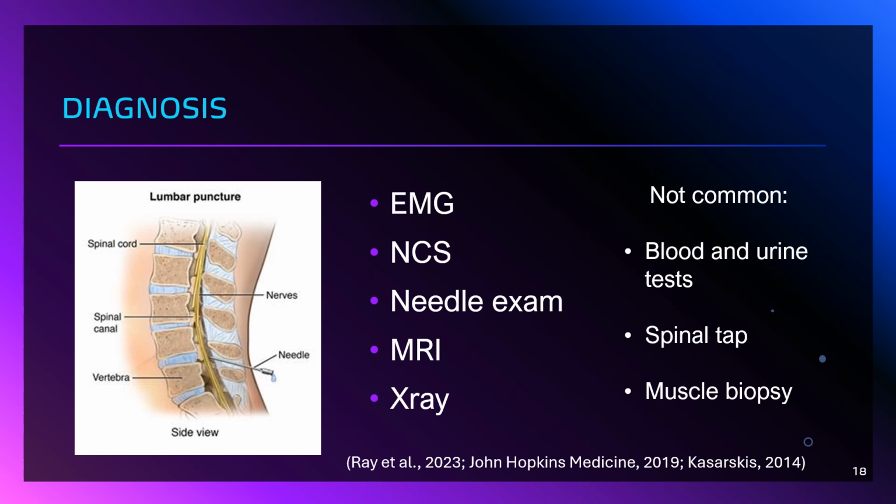There is no one way of diagnosis due to the complexity of the disease, but it takes a trained specialist known as a neurologist to diagnose a patient with ALS. So there are several ways they do this. It's through EMG, NCS, needle exam, MRI, and X-ray are the most common, and the most uncommon are blood and urine tests, spinal tap, muscle biopsies. So with the EMG, they're looking to evaluate how your nerves and your muscles are functioning.